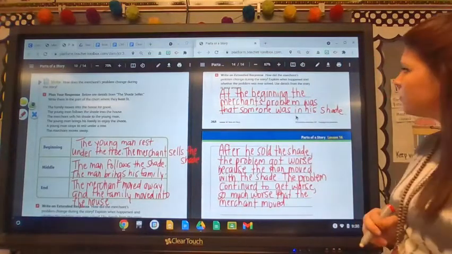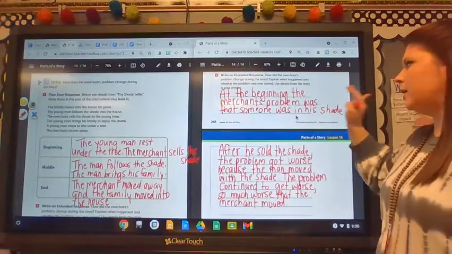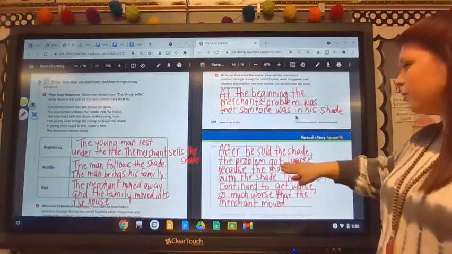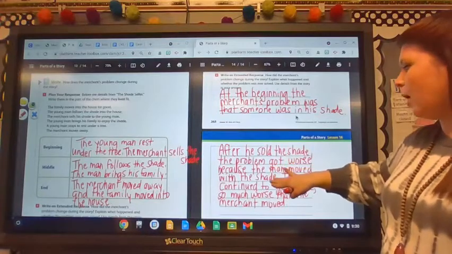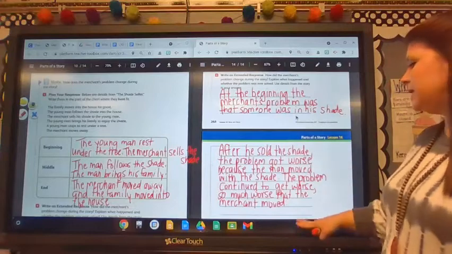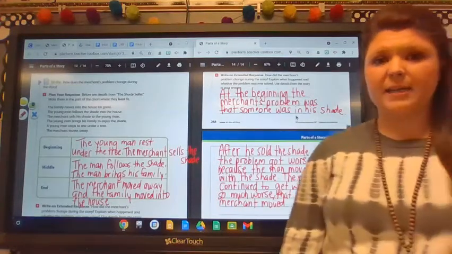Okay, let's go back and read it. How did the merchant's problem change during the story? At the beginning, the merchant's problem was that someone was in his shade. After he sold the shade, the problem got worse because the man moved with the shade. The problem continued to get worse, so much worse, that the merchant had to move.